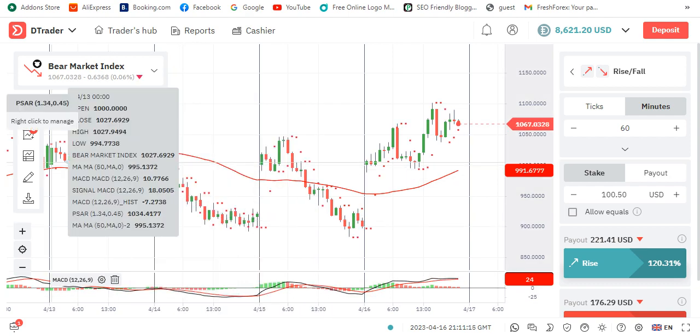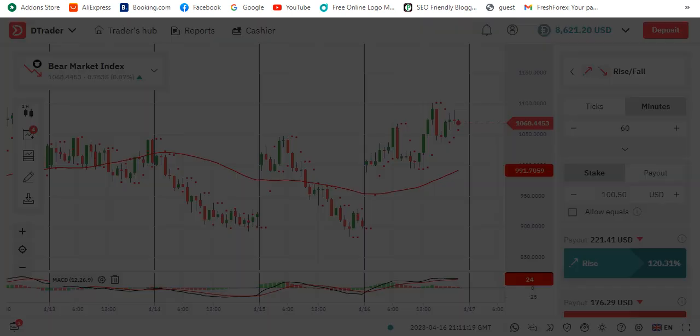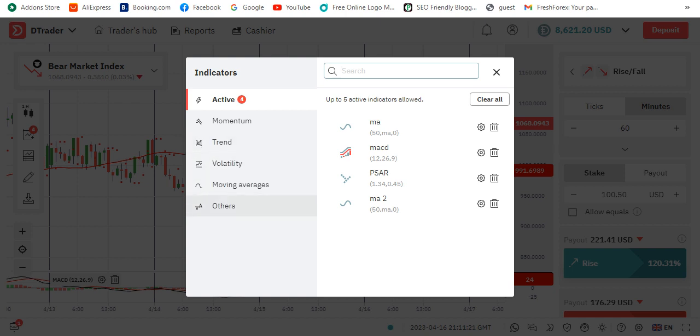Okay, this is where you select your indicator here. You click on it. See this, I already have it here. That is why you can't see it. It's already here.